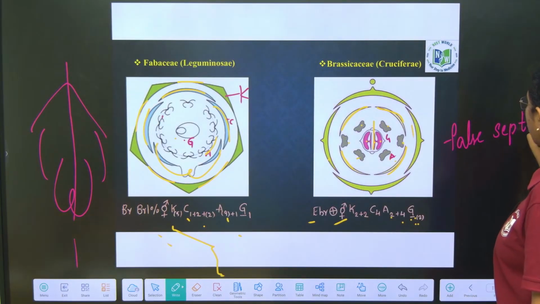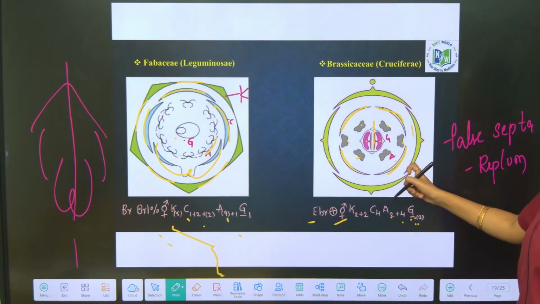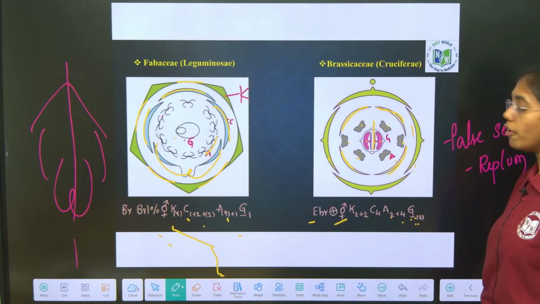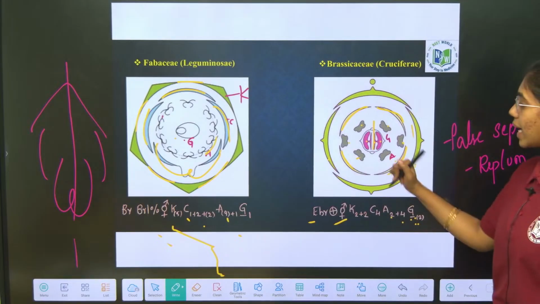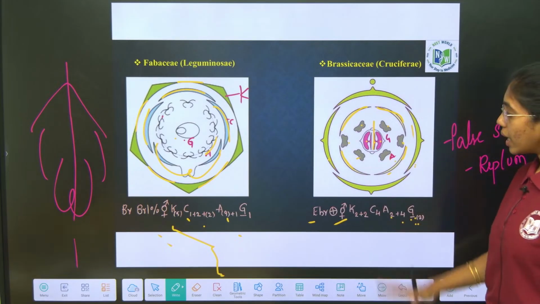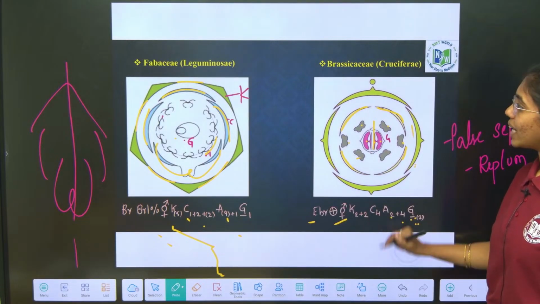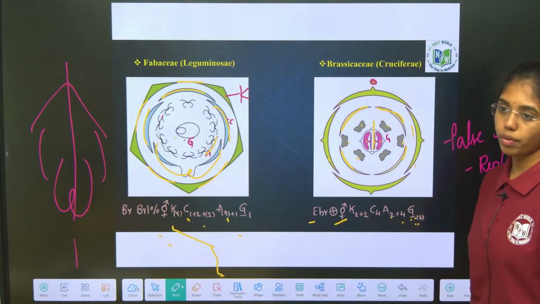False septa is replum. So, the characteristic features of Brassicaceae members are the tetradynamous condition of androecium and the false septum, replum. Okay, these are the characteristic features of Brassicaceae. Clear with floral diagram and floral formula? That is the mother axis, which indicates the posterior side of the flower.